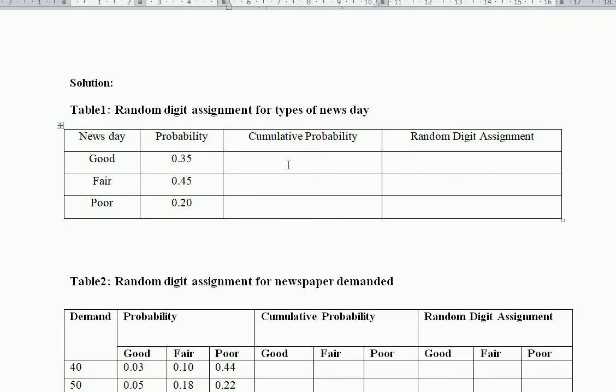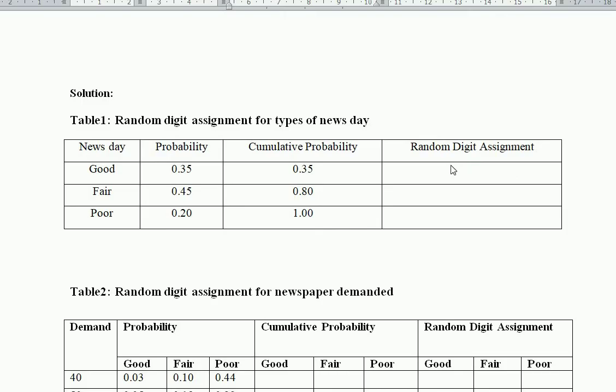We have to find the cumulative probability, by adding these probabilities. The first probability is 0.35, so the cumulative probability is 0.35 itself. Now we add 0.35 and 0.45, and we get 0.80. Next, 0.80 plus 0.20 gives 1.00. So this is the cumulative probability.